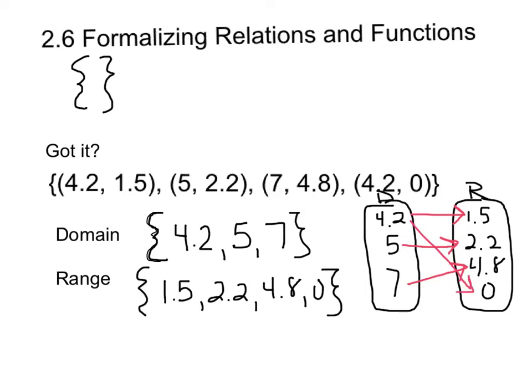Now if we remember what our function is, a function means we have to have exactly one output for every input. Well, we have a problem here. 4.2 gives us two outputs, which means I cannot have that. Therefore, this is not a function.